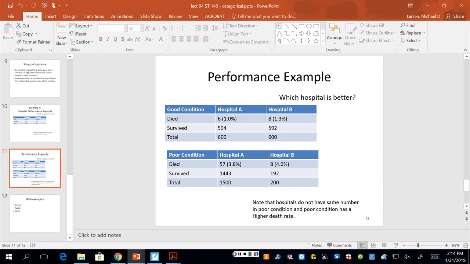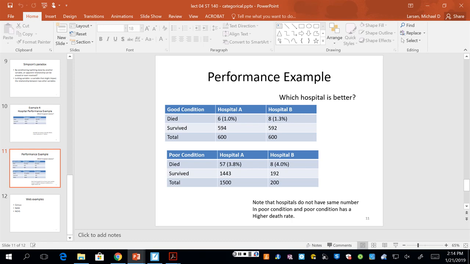Then in the poor condition, there were 63 deaths here, so 6 here and 57 there. That gives a rate of 3.8%. There were 16 deaths overall in Hospital B, so 8 up here, so 8 more down here. And 8 out of 200 is 4%. Now comparing the percentages, which hospital looks better? Now A looks better. Right?